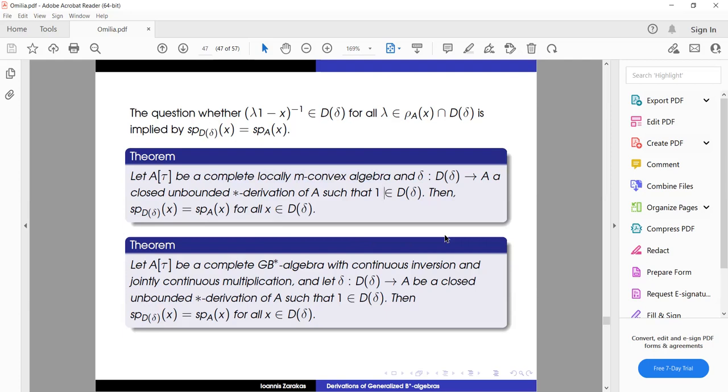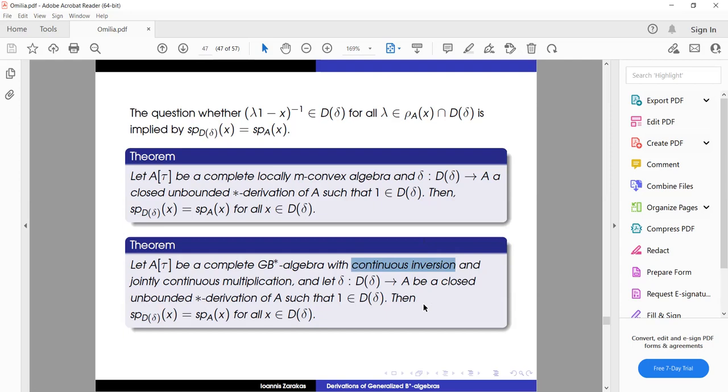Our GB star algebras are more general in the sense that they might not be M-convex. The seminorms might not be sub-multiplicative. So what we obtained next in this paper is that if we have a complete GB star algebra with jointly continuous multiplication and continuous inversion, we're losing generality here, yet we can prove that the spectrums are the same in this situation.